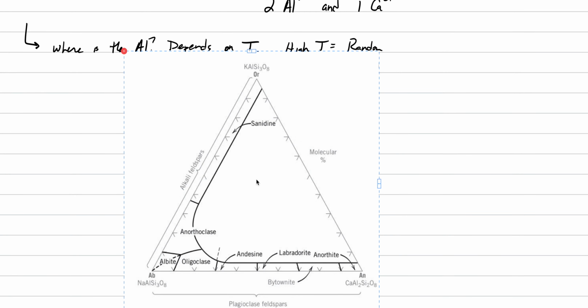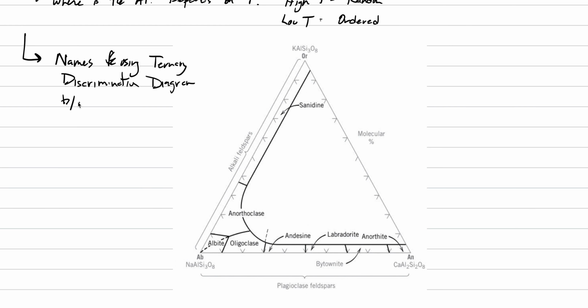Now, as we go through the feldspars, I want you to think of it all in terms of a triangle like this. This is a discrimination triangle that allows us to put names to explain the solid solution throughout the feldspars. And so we're going to put a little heading here with a little arrow, and it's going to say names for names using ternary discrimination diagram. Why? Because much solid solution.